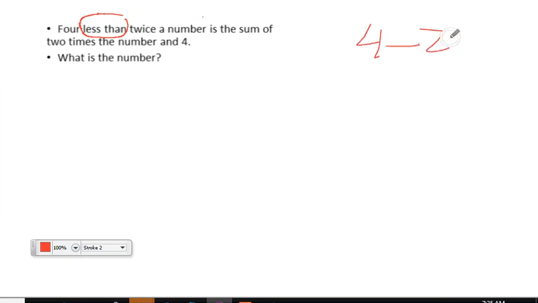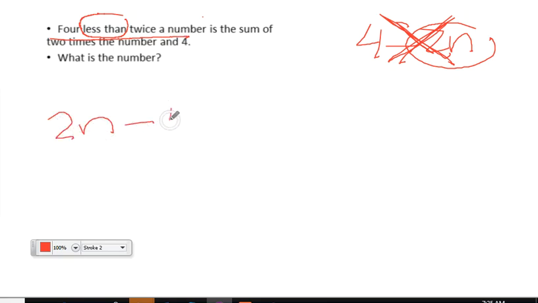Please, you guys, do not do this. Okay, this is wrong. You can't do 4. This would be twice a number less than 4. Do not write your expression like this. When it says 4 less than twice a number, you have to write the twice a number first and then 4 less than that. So 4 less than twice a number is, so there's our equals, and then we have the sum of 2 times the number and 4. So that means we're adding 2 times the number and 4.